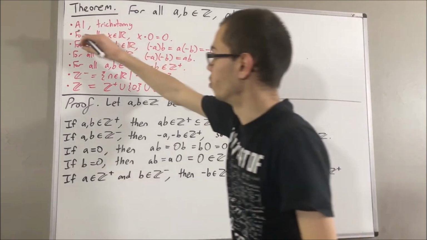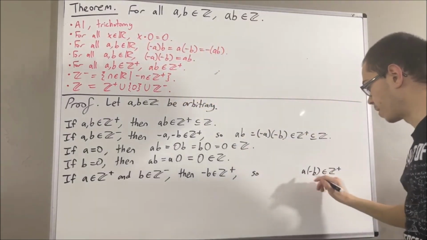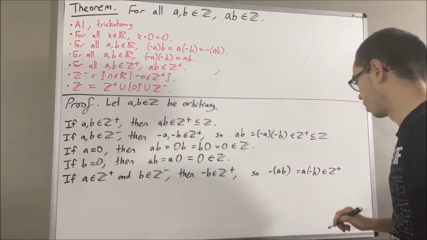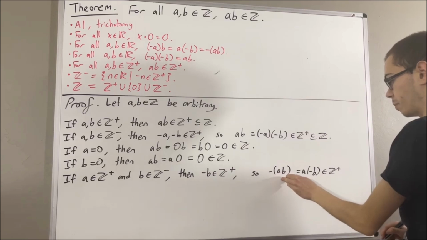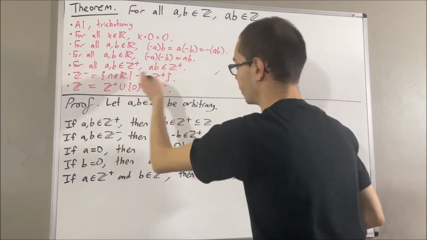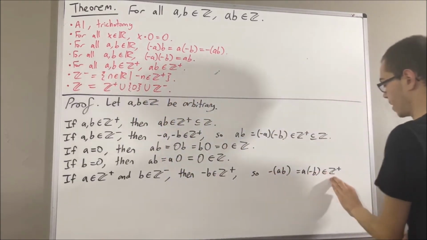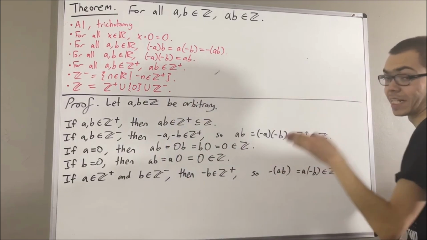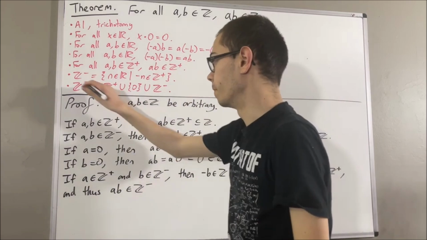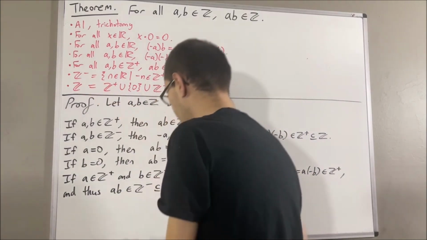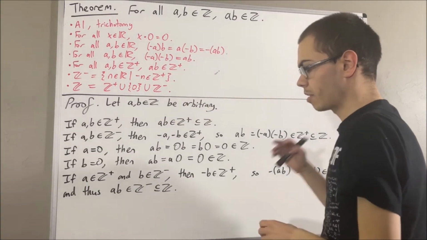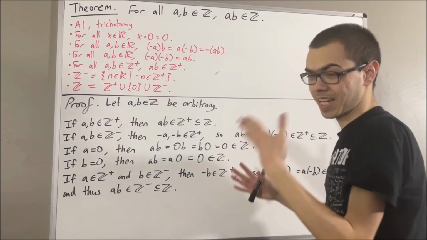But according to this result, a times the negative of b is equal to negative of a times b. So this shows that the negative of a times b is a positive integer. But then, by definition of the negative integers, since the negative of a times b is a positive integer, that tells us a times b is a negative integer. And the negative integers is a subset of the integers. So this tells us a times b is an integer. So we're done.